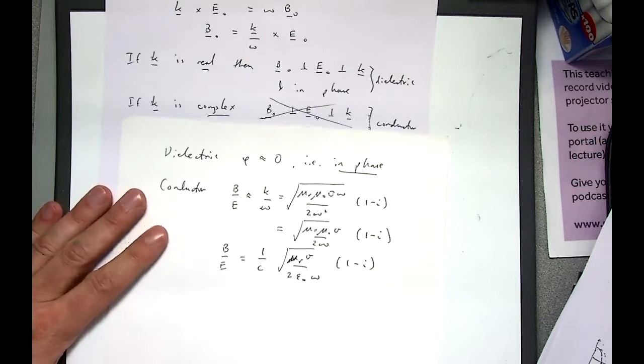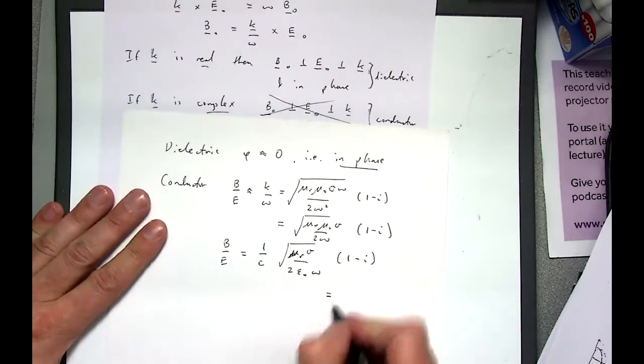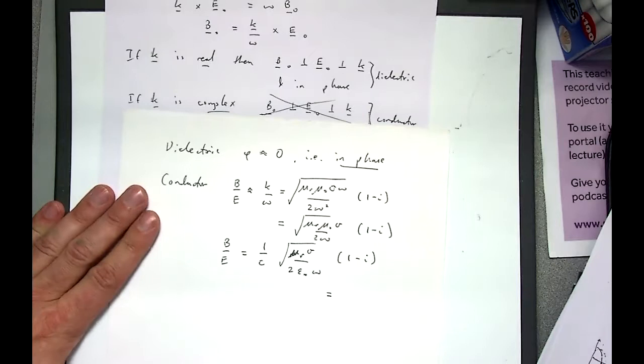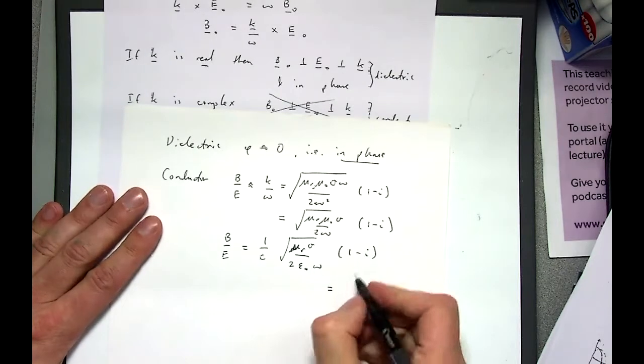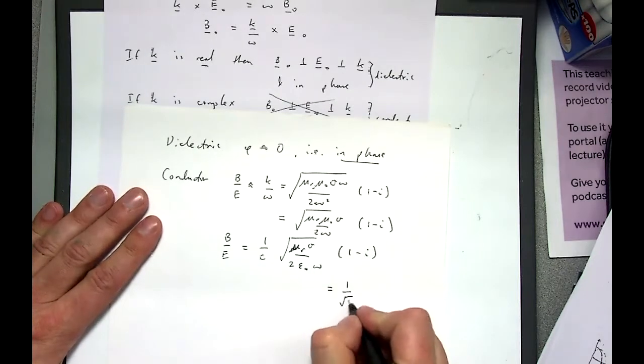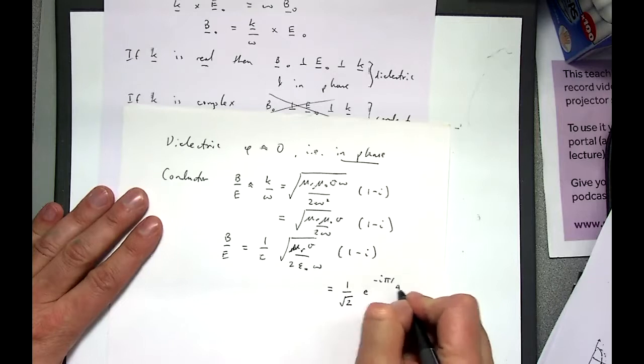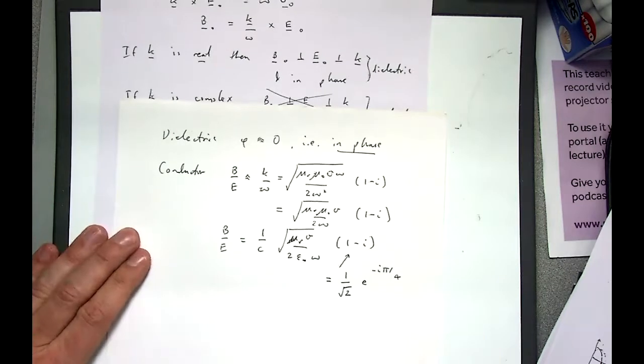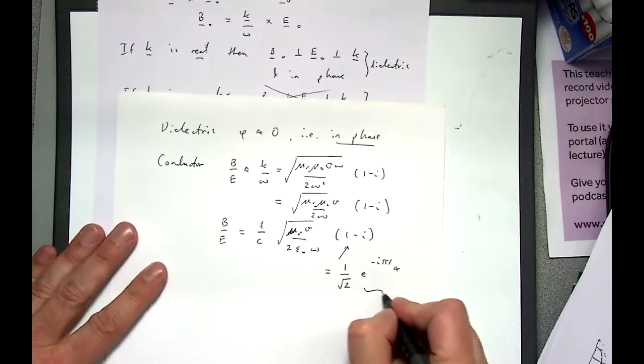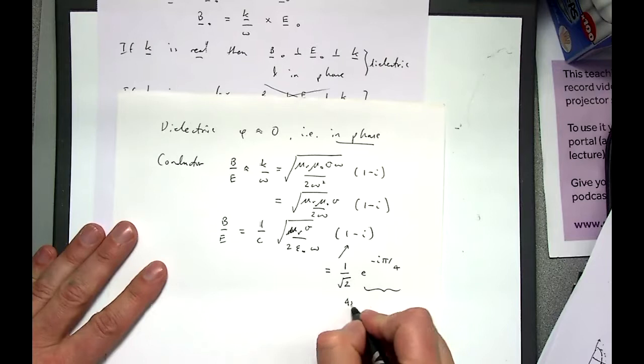Now this term on the right-hand side, I can rewrite it. Okay? Remember that 1 minus I is somewhere on that complex diagram. I'm going to write it down, this time, as 1 over root 2 e to the minus I pi by 4. Okay, so a brief look at that, you can convince yourself those two expressions are the same. Okay, so that's that bit there. What is that telling me? It's telling me that there is a 45-degree phase shift.